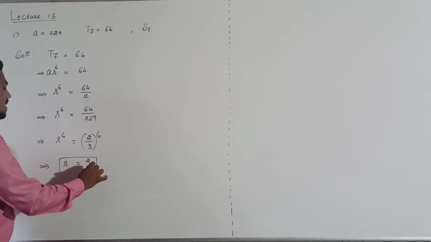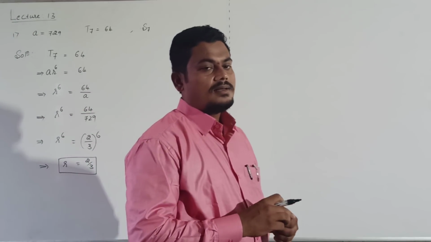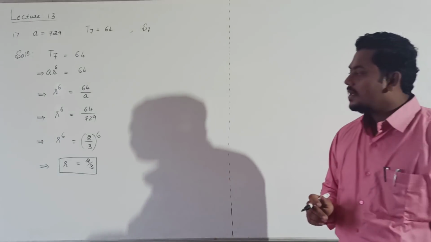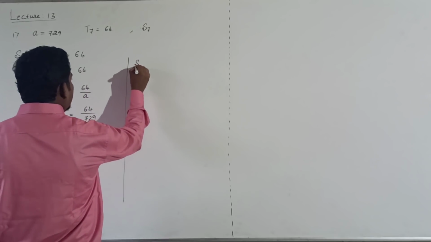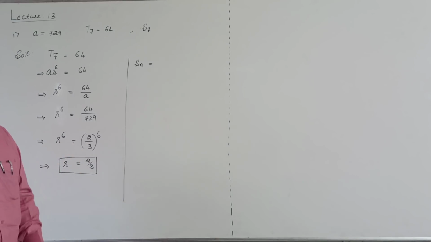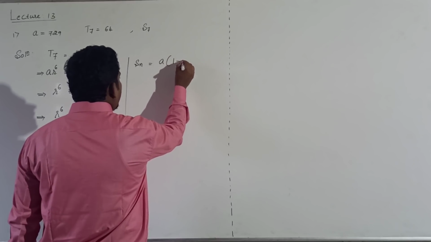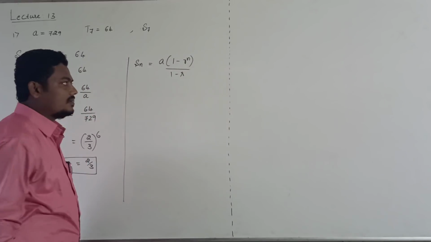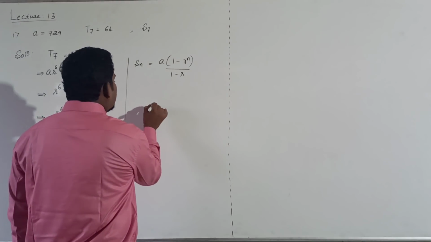Whether it is less than 1 or more than 1, clearly 2 by 3 is less than 1, but we need S7. Now apply Sn formula. What is the formula when r is less than 1? When r is less than 1, Sn is equal to a times 1 minus r power n divided by 1 minus r. In this case, r value is less than 1. Now, replace all the values.